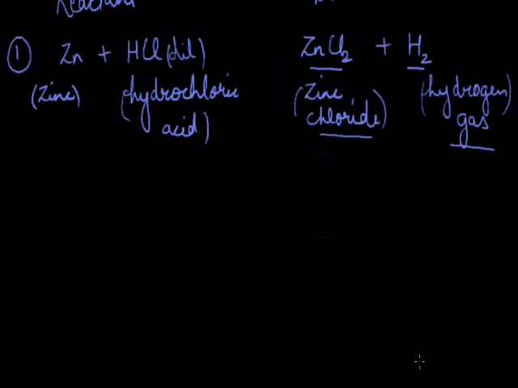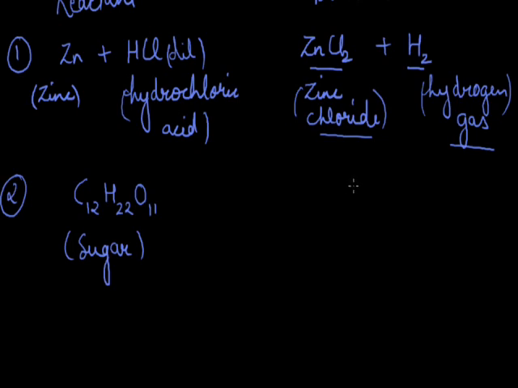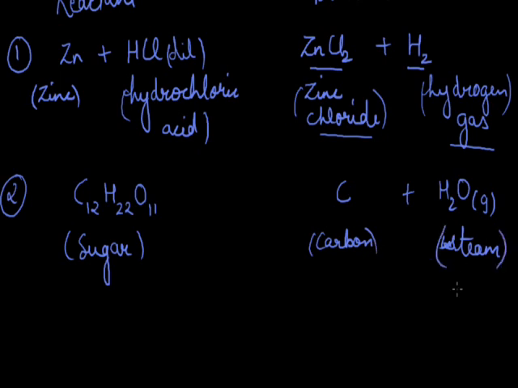Similarly, in the second example, we can take C12H22O11. This is the molecular formula for sugar, and the product which is formed is carbon, which has the symbol C, and there is formation of steam, H2O, in the form of gas. So I have written here in the bracket G. So here we can see the difference in the name and the chemical formula of the product and reactant.